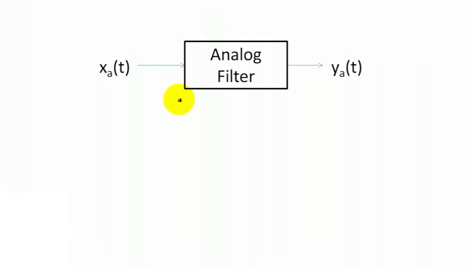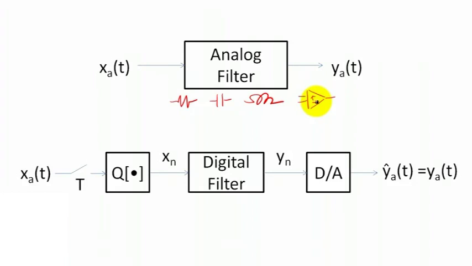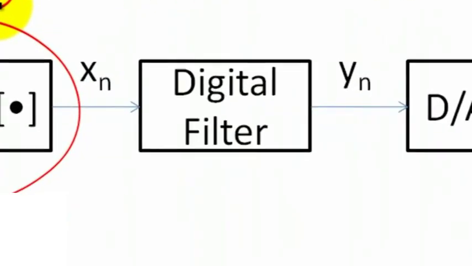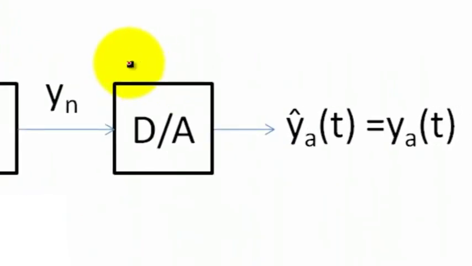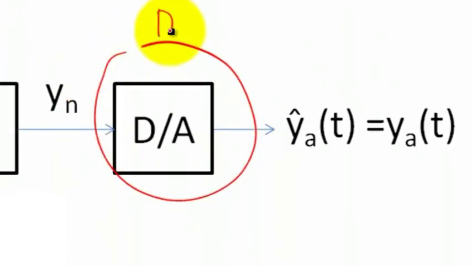In analog signal processing, we created filters from resistors, capacitors, inductors, and op-amps. In digital signal processing, we create filters with an analog to digital converter, a digital filter composed of registers, delay units, multipliers, and adders, and a digital to analog converter.